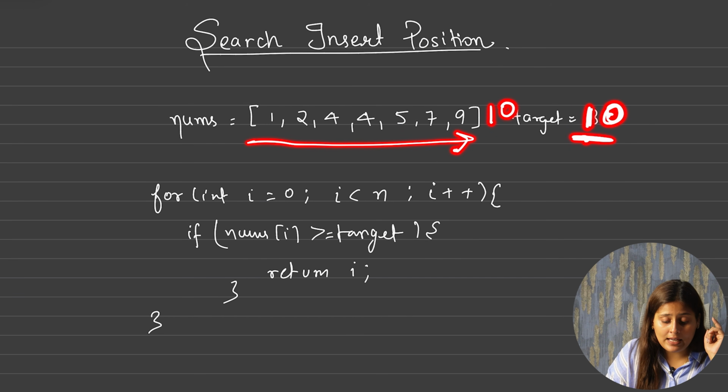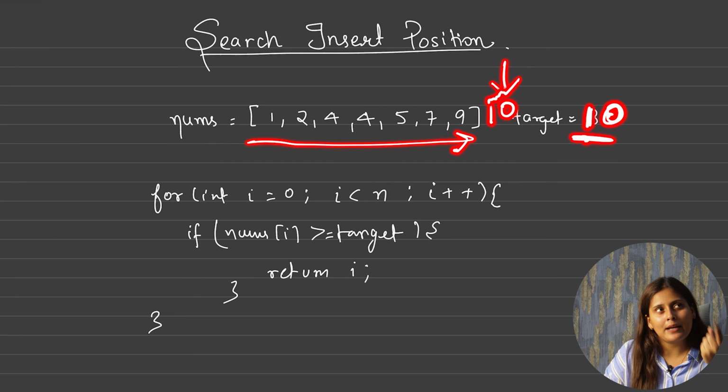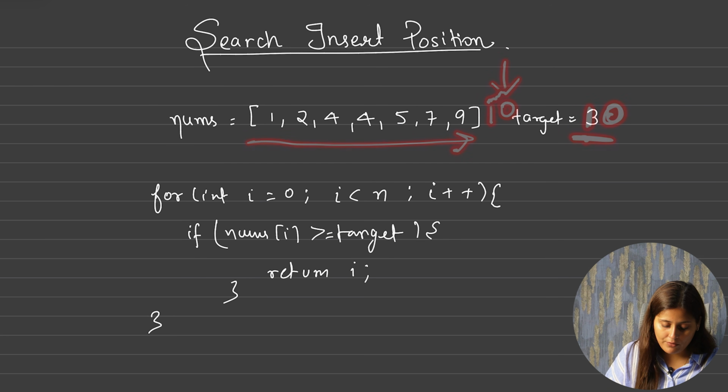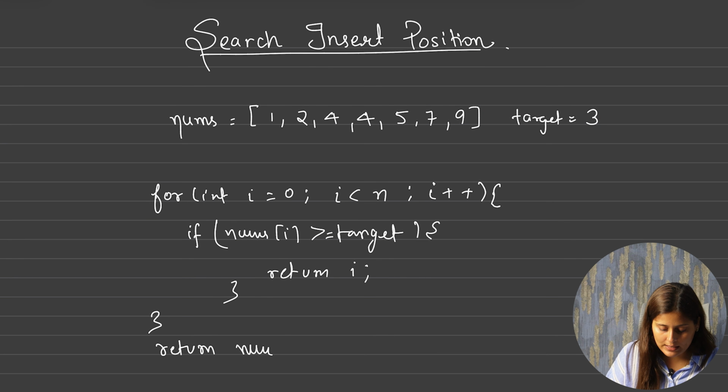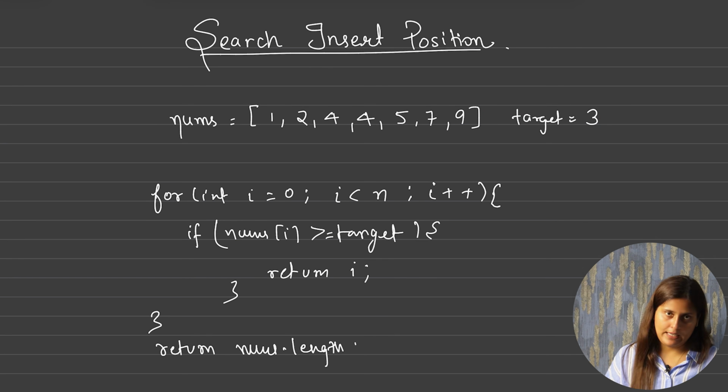So can I say the last index is nothing but the size only? Because we know from 0 to n minus 1 the indices are there, and we want to insert at the last. So n minus 1 plus 1 means n only. Yes. So if we have not found anything, we can simply return nums.length, or we can say n.